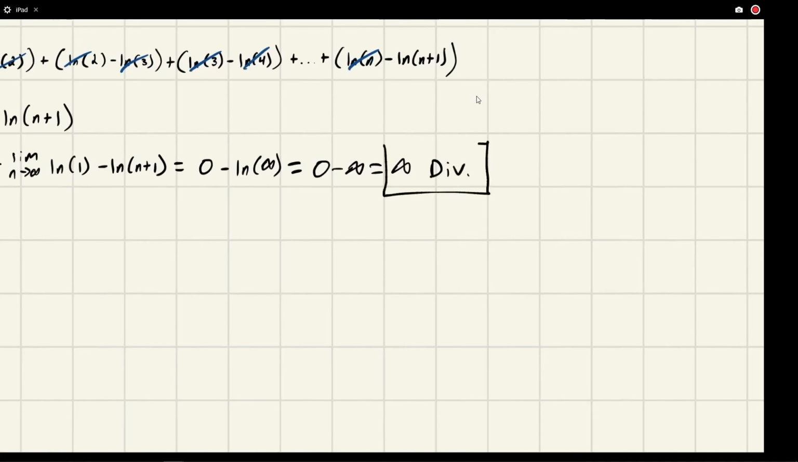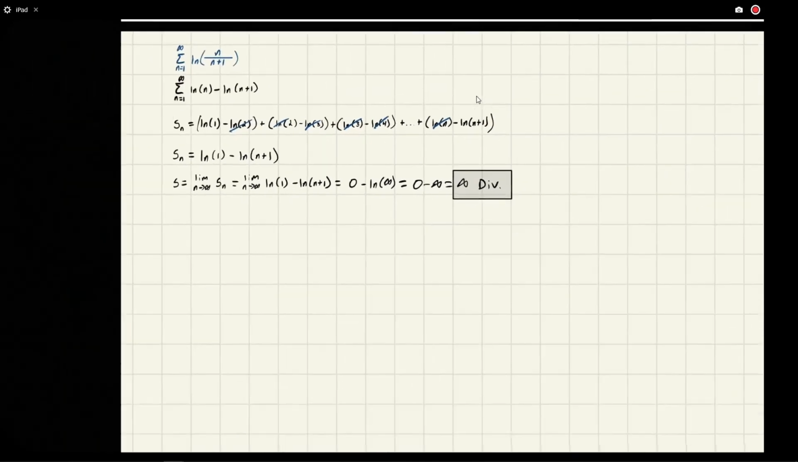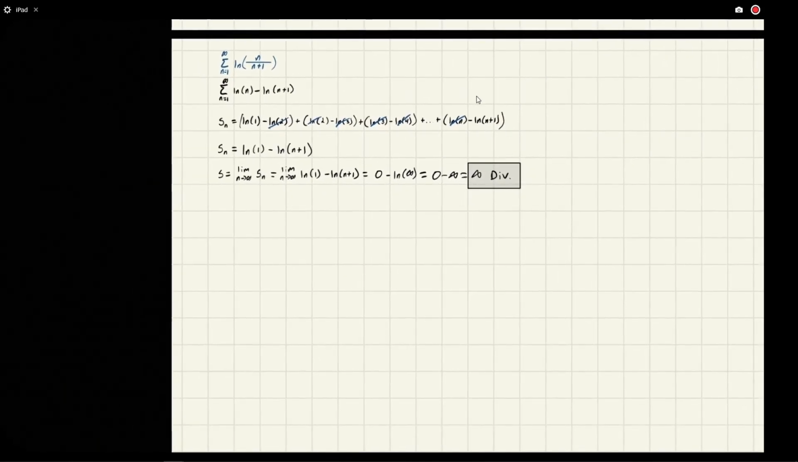So there's an example of using a telescoping series in order to collapse everything down. You see how it all just kind of broke down into something more reasonable. And in this case, we were able to see that it is divergent. So this is one form that if you see something like this, you can go ahead and use this approach to find the sum and determine if it's convergent or divergent.